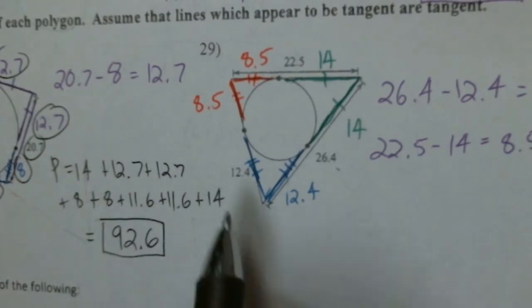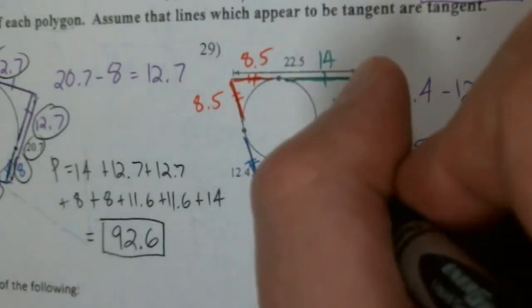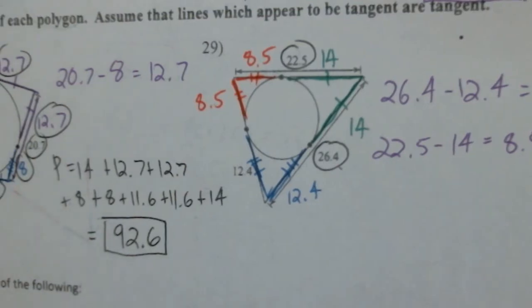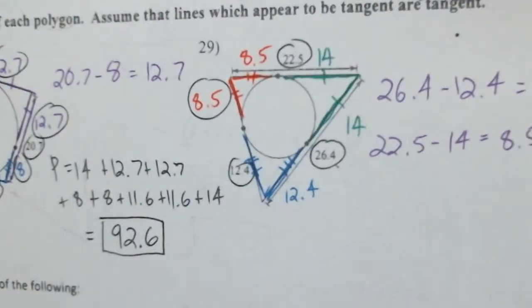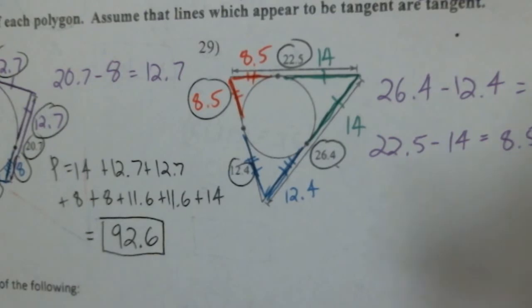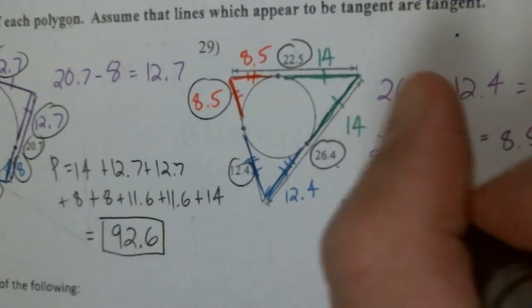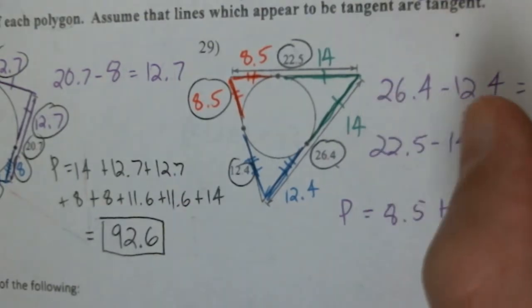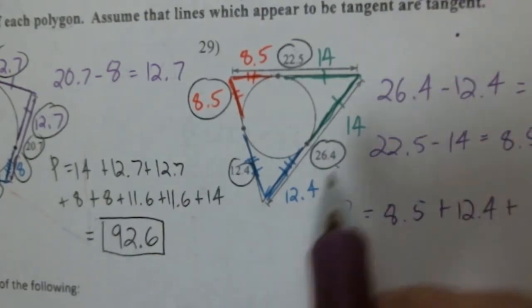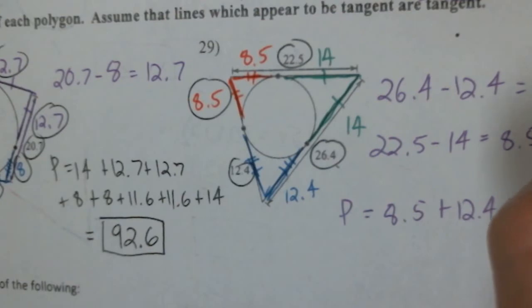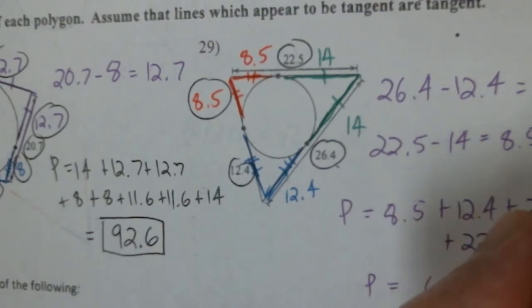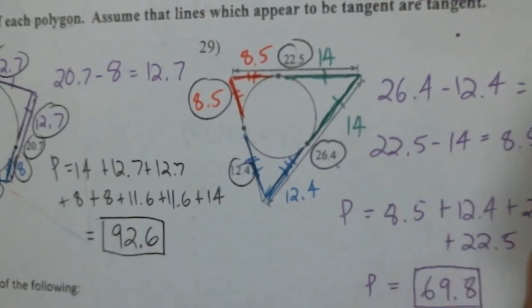Alright, so now we already have two of the full lengths, so really all I need to do is add those two big numbers, and then add this blue piece and that red piece to get the whole perimeter. So perimeter is equal to the red piece 8.5 plus the blue piece 12.4 plus the two whole lengths, the 26.4 plus the 22.5. Punch all that into my calculator, 69.8.